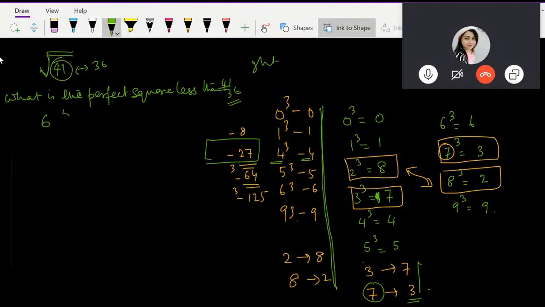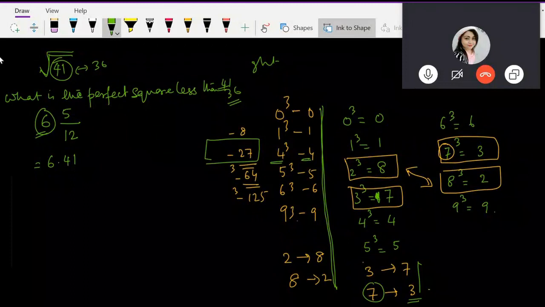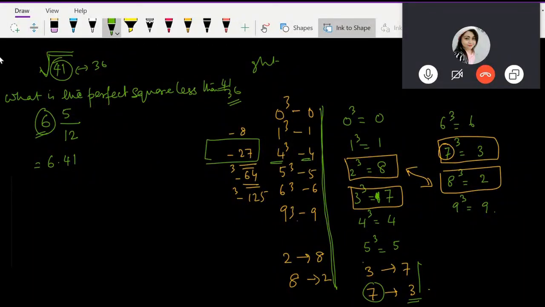Then what is the difference between 36 and 41? 5. 5 divided by double of whatever value I have written here. 6 into 2, 12. That's it. So this is 6.41. If you do this division, it will be 0.41. Similarly, you can do anything.